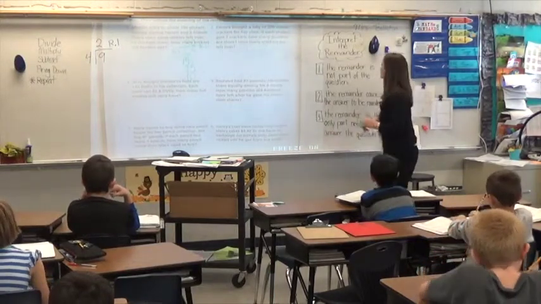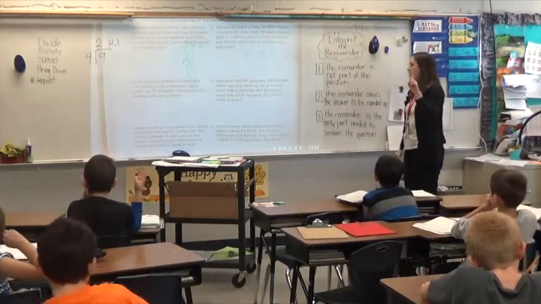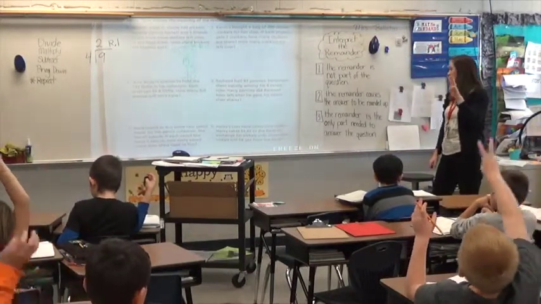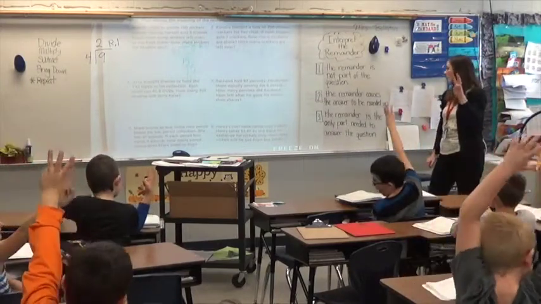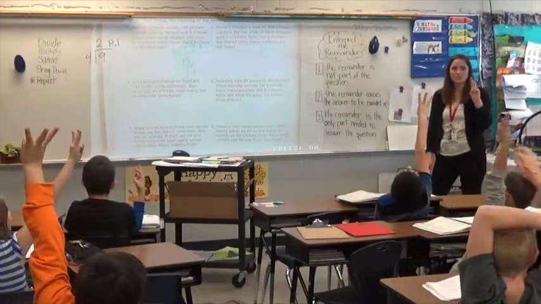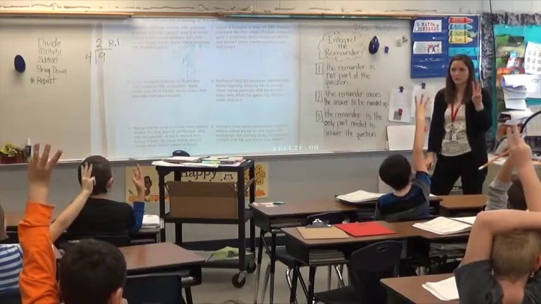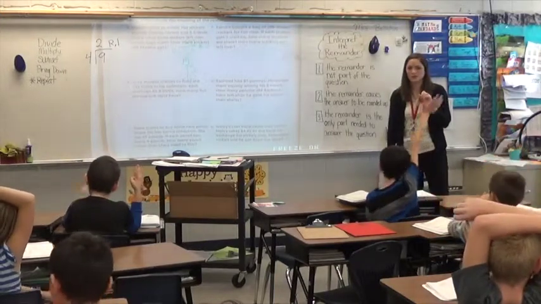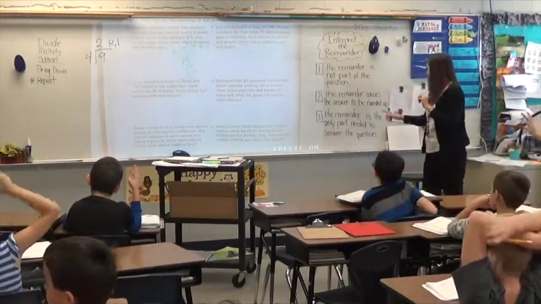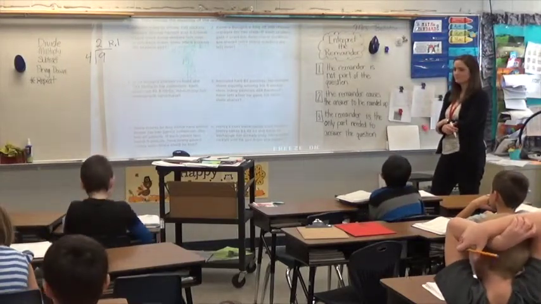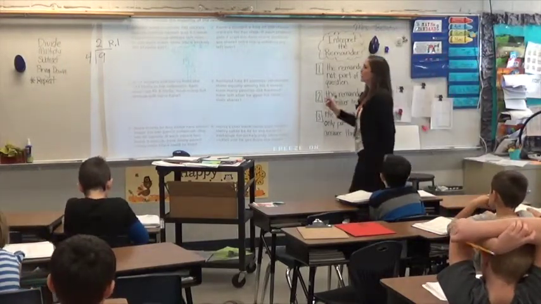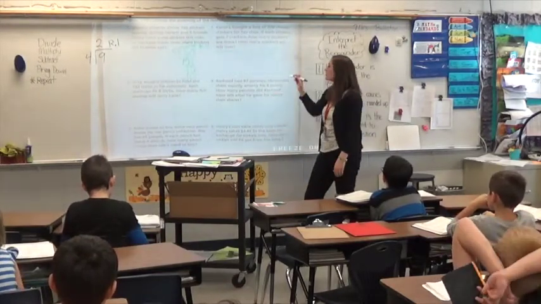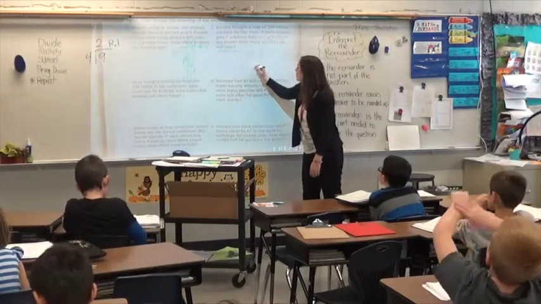So now, vote with your fingers. 1, the remainder is not part of the question. 2, the remainder causes the answer to be rounded up. Or 3, the remainder is the only part needed to answer the question. 1, 2, or 3? Alright, I see lots of 3s. Why 3? Who can tell me why 3, Craig? Why is it the only part we need? It says how many crackers are left over. Good. And oftentimes the remainder is what's left over, right? So we only need to know 4 crackers.